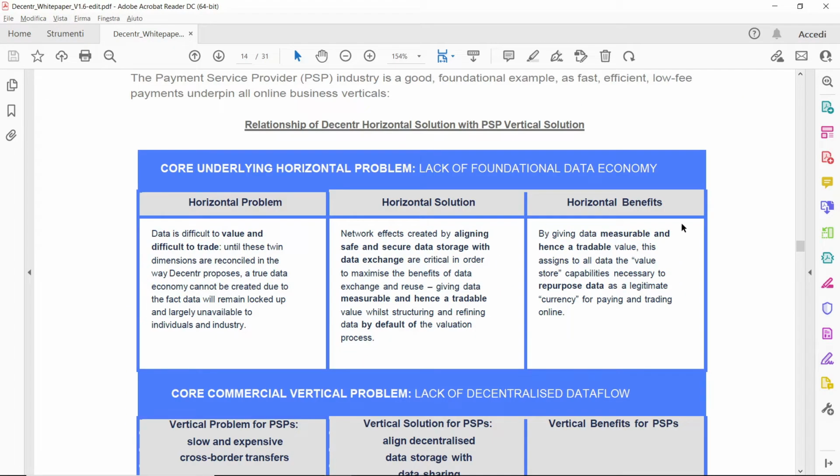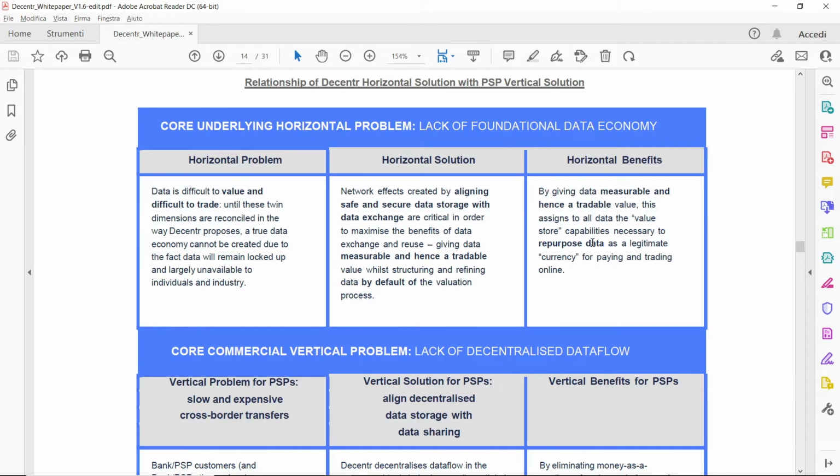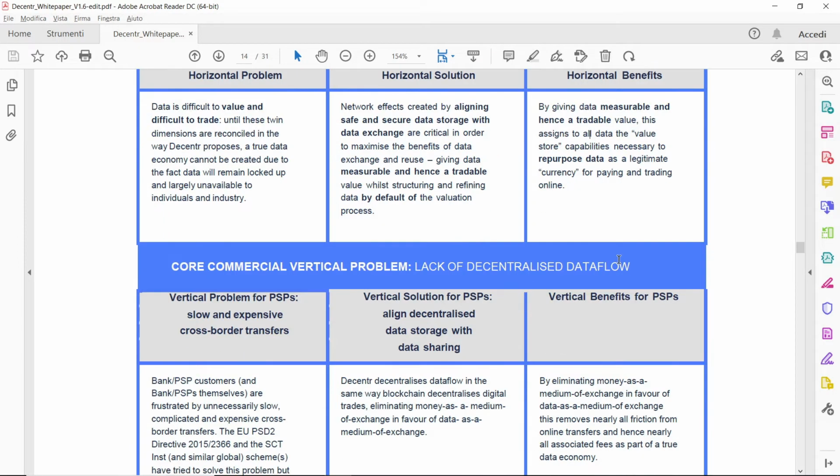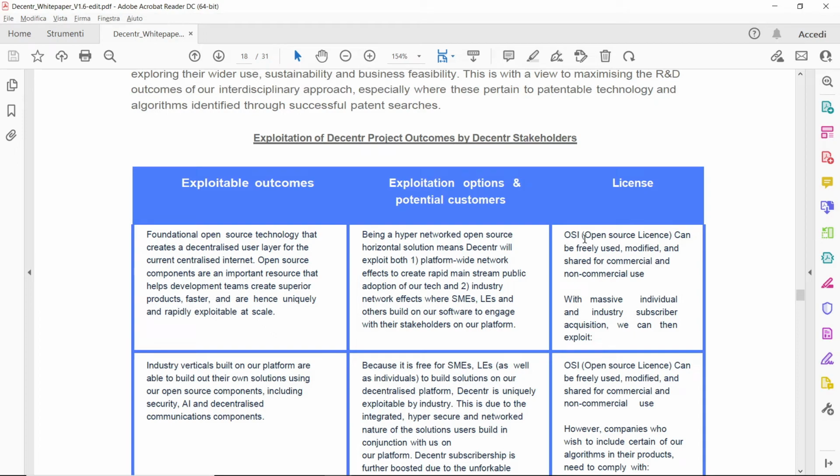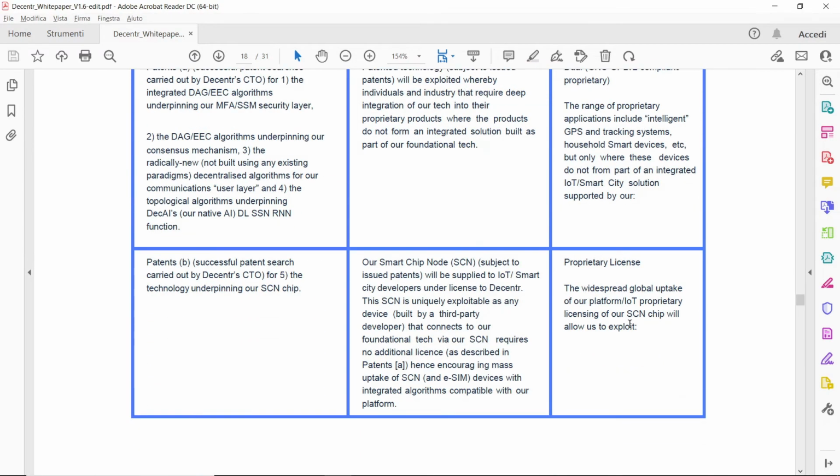The remaining of the paper just gives the benefits of such a solution, repurposing the data as a legitimate currency for paying and trading online. So not just hiding the fact that our data is already being sold, but actually giving credit to our data and what we do online. It will be easier, it will cost less, and it will help the global energy consumers if all the people would start trading data inside the Decentr ecosystem. And also all the licenses like open source, readable, and so on.